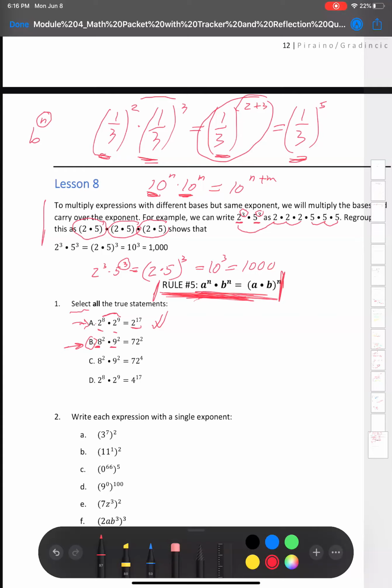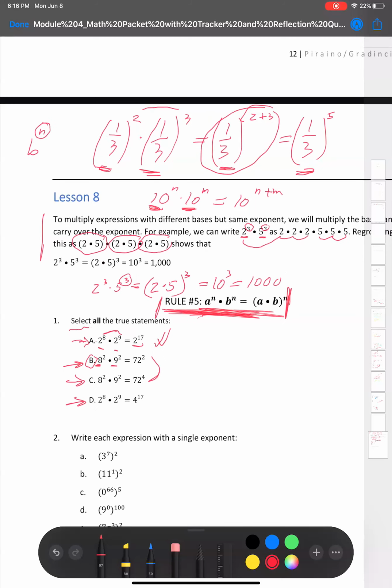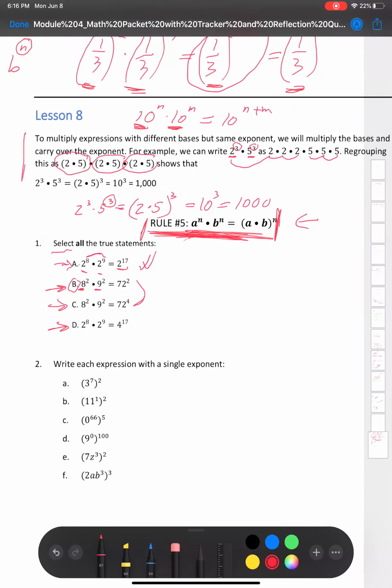Again, how about this one right here? 8 squared times 9 squared. That's pretty much the same thing. What did I do here? Oh, okay. Well, let's see. Clearly, one or the other is correct. How about this one right here? We have the same base. So that means we're not going to be using this rule. We're going to use one of the previous rules.